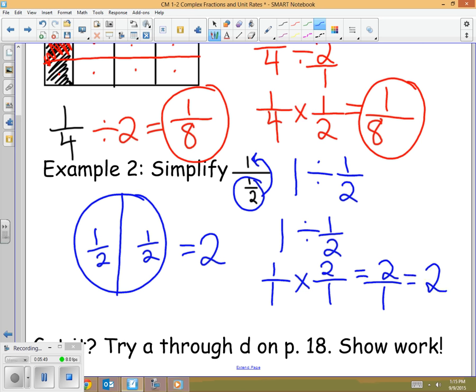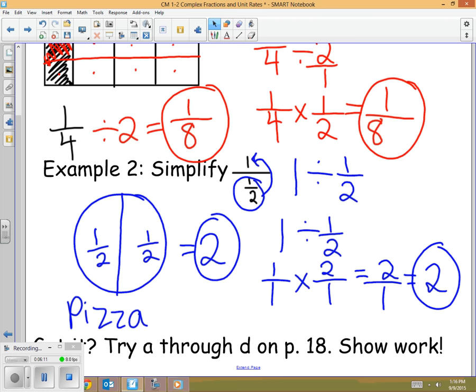Now, in these two examples, they do not give us any context for them. They simply just tell us to simplify. By adding the candy bar example and my pizza example, I hope that helps you understand the concept in a real life way.